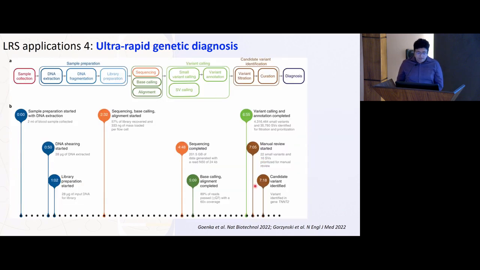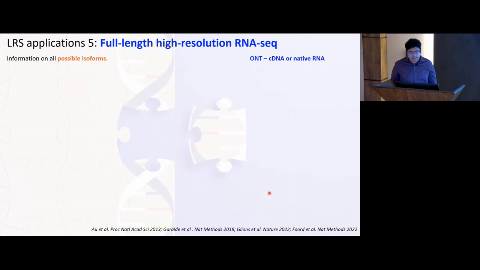Whereas in short read, you can see that this is the paper that was published. They showed that within 7 hours they can routinely give you the result. So for this kind of ultra rapid genetic diagnosis, when it is needed, the Oxford Nanopore based long read sequencing seems to be a viable answer.